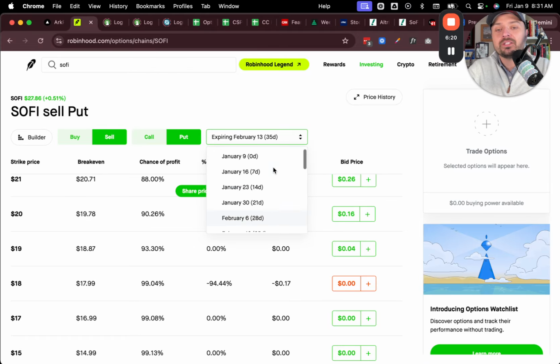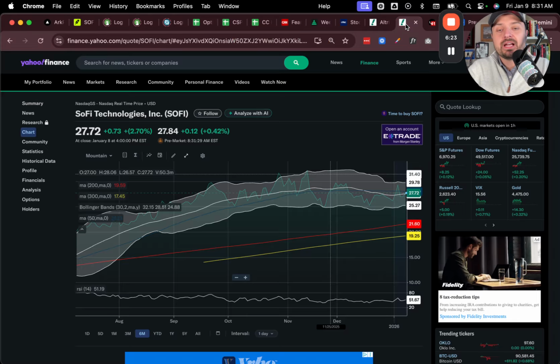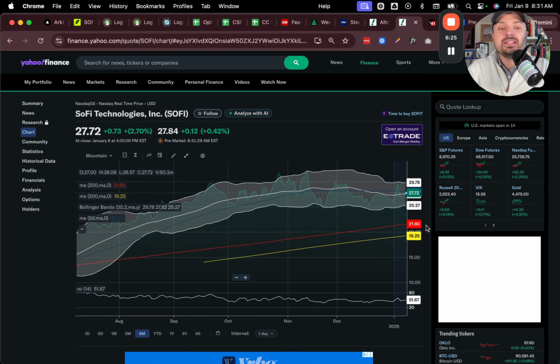So I'm going to go back to my weekly, because if there's a stock that I love, even though it is above its 200 and 300-day moving averages, and I'm not able to sell puts close to them, it doesn't mean I'm going to avoid the stock if I love it. SoFi is a very unique situation for me because I'm very bullish on this stock, so I don't mind being a little bit more aggressive on a position like this.